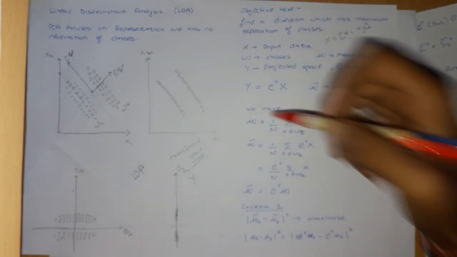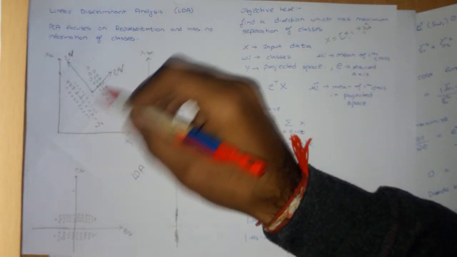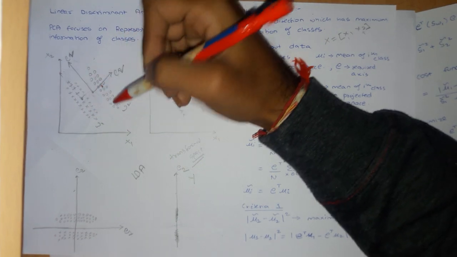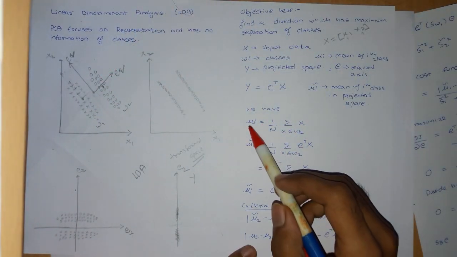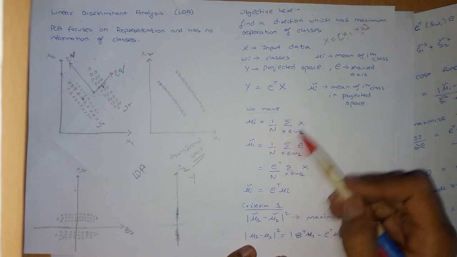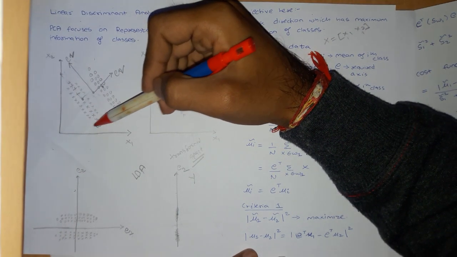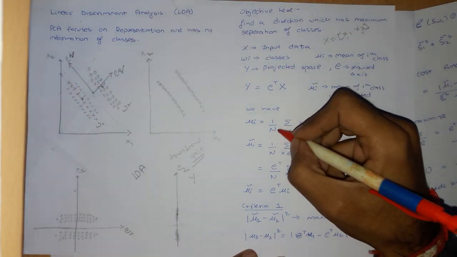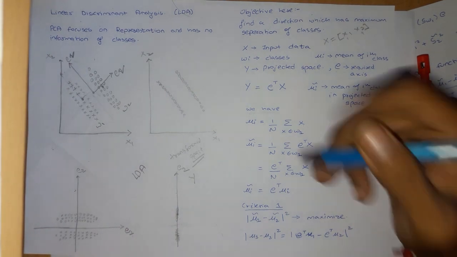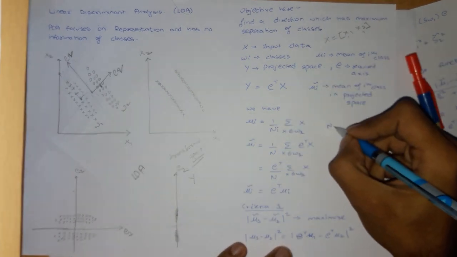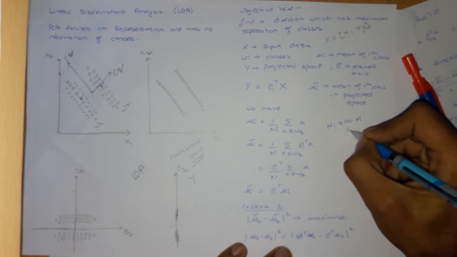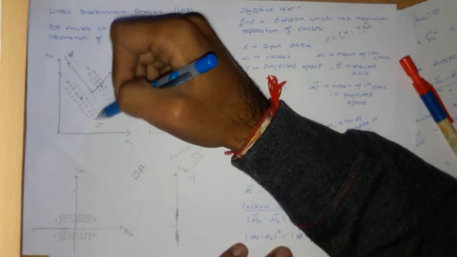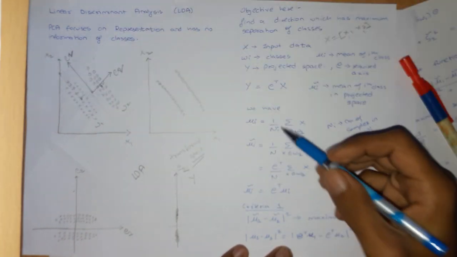Now what do we have? We can get the mean of both the classes. This will be the mean of this class and this will be the mean of this class. So mu i is equal to 1 by ni times the summation of all the x's, where ni is the number of samples in omega i. In omega i, this class, how many samples are there? That is ni.